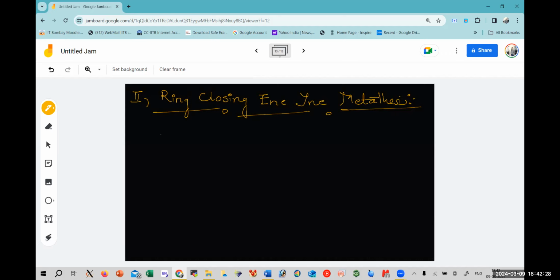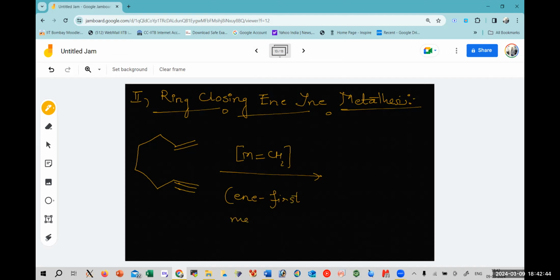So here also we are taking an example where we will be having an alkene as well as an alkyne. So it will undergo metathesis, as we know, following the first mechanism. So out of the two, the reactivity of the alkene with your M=CH2 is favored.